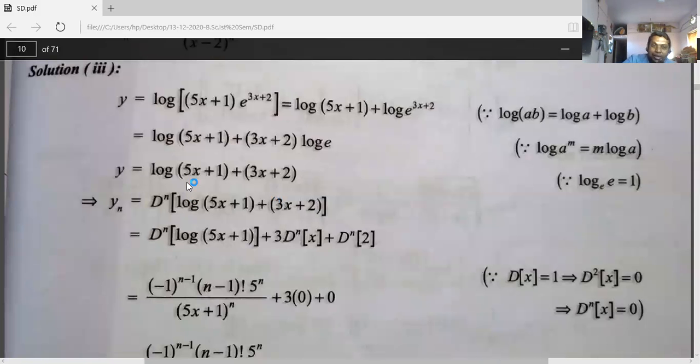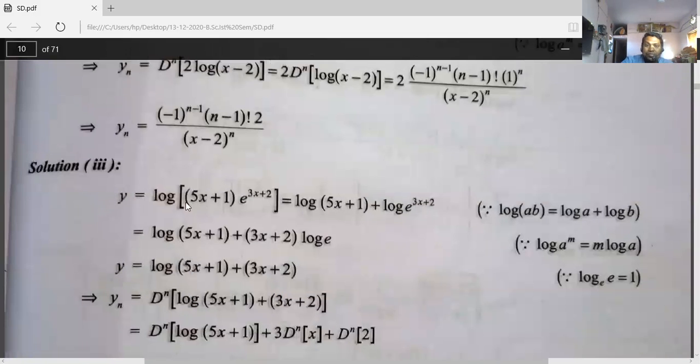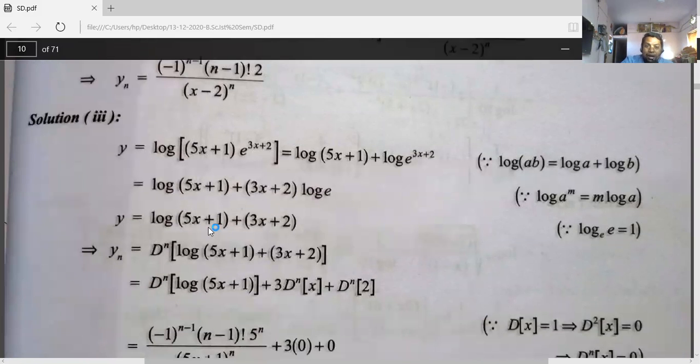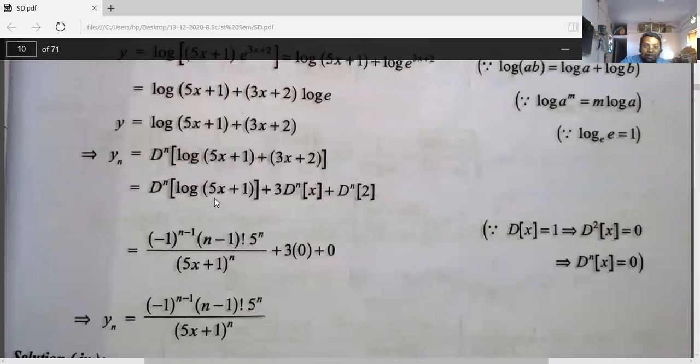Now you have y. Here you are not applying directly because you don't have the formula directly for this. That's why you are converting that into the log ax plus b formula, and then you are applying that. First, d to the power n, by applying the linearity property, you can write d to the power n of log 5x plus 1 plus 3 into d to the power n of x. Just apply the linearity property.